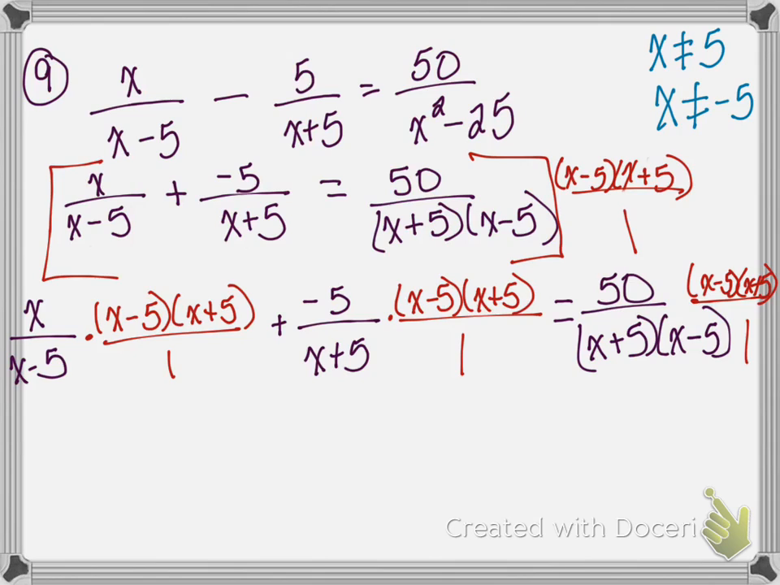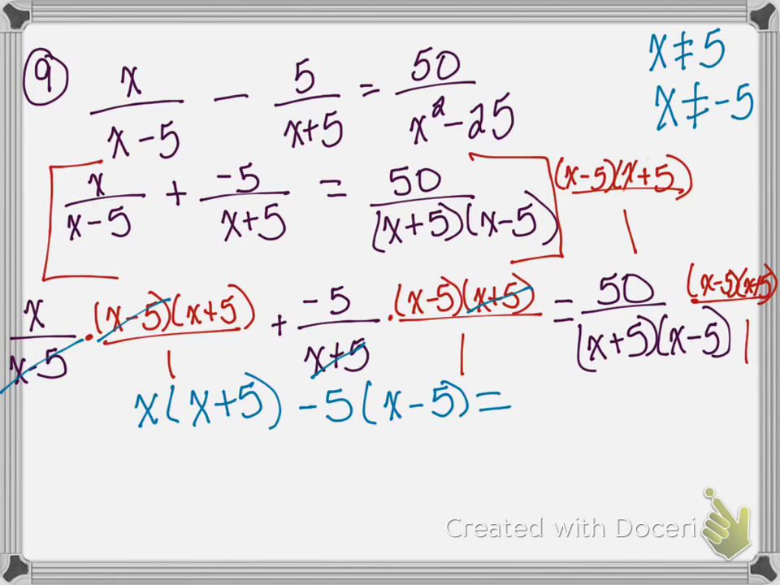Okay. If it's in the top and the bottom, we can cancel it out. X minus 5 and x minus 5. I'm left with x times x plus 5. Okay? X plus 5 and x plus 5 cancel out. Some students lose that negative, and that makes a difference in your answer. If you got this wrong, it's probably because you lost your negative. Okay, and so I've got negative 5 times x minus 5, and that's going to equal 50.